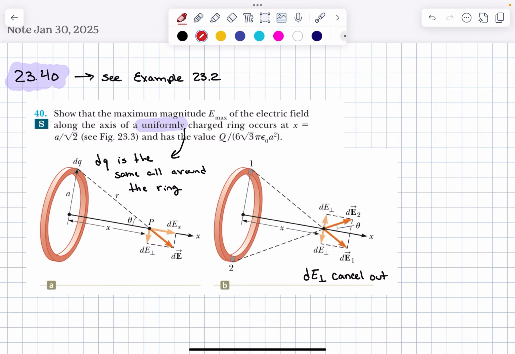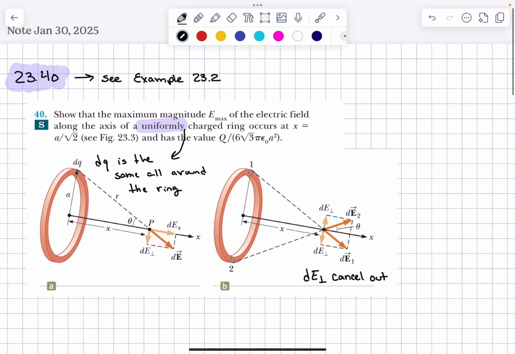This is problem 23.40 in the textbook, and it is pretty closely related to example 23.2, which is fully solved in the textbook as well. So the idea here is that we want to show that the maximum magnitude Emax of the electric field along the axis of a uniformly charged ring occurs at a certain position.